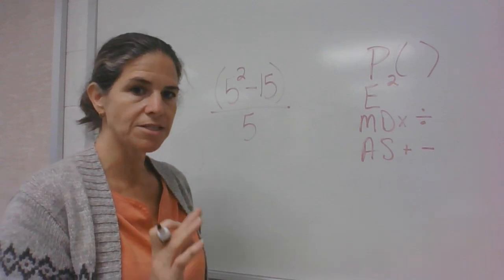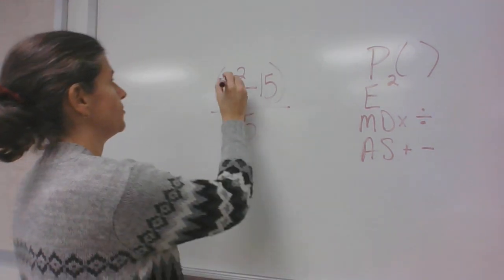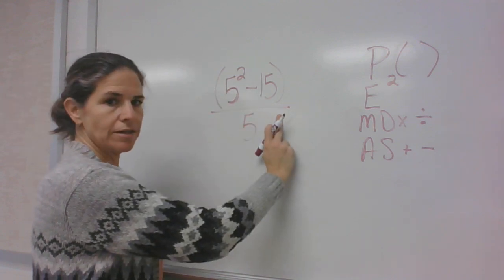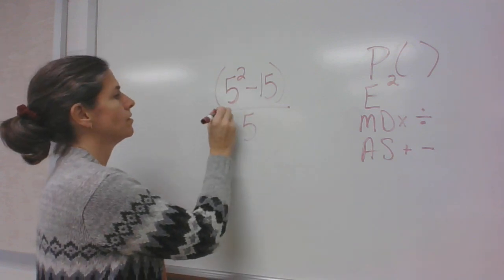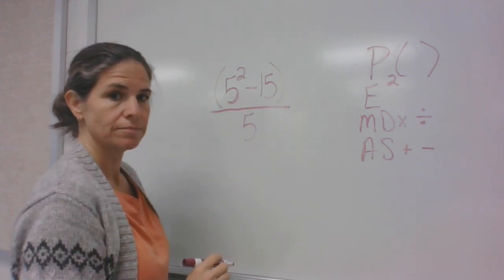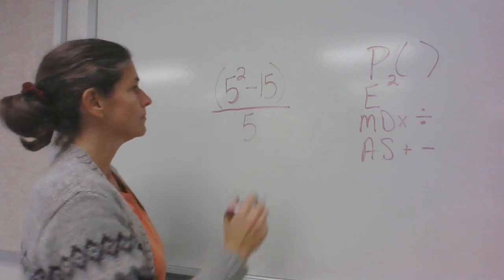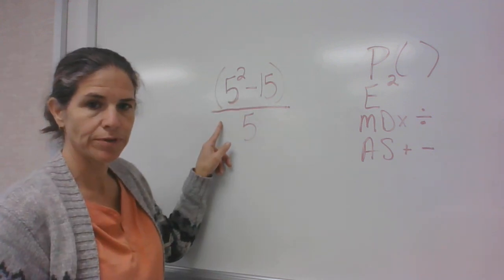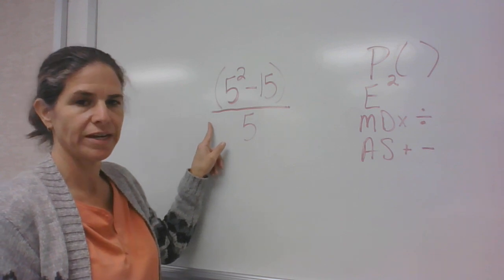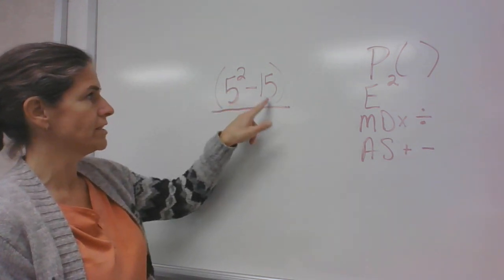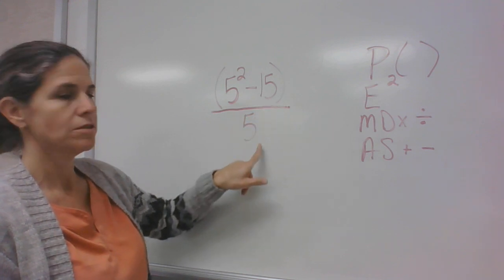Okay, here's our last 2. I promise these are our last 2. This line right here is a fraction bar. It means division. So I know it's mentioned in your textbook and we did a couple of problems with it, but you might not have caught that. So 5 squared minus 15 divided by 5.